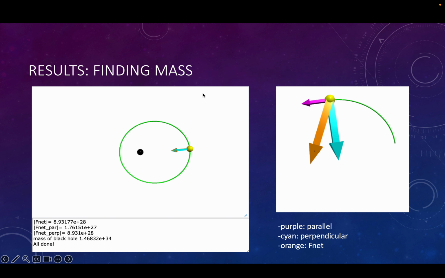So our result whenever we were finding the mass was that it equaled 1.46832 times 10 to the 34. And then over here on the right, this shows the trajectory of the spaceship, where the blue arrow is the perpendicular component, the purple arrow is the parallel component, and the orange arrow is our F-net.